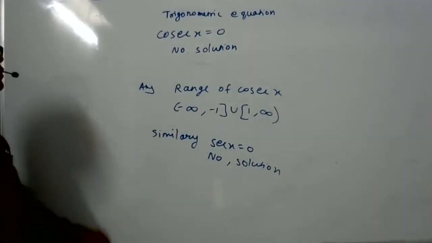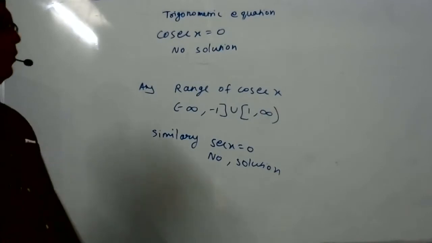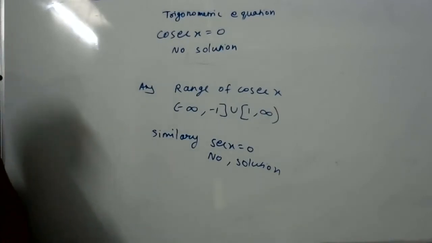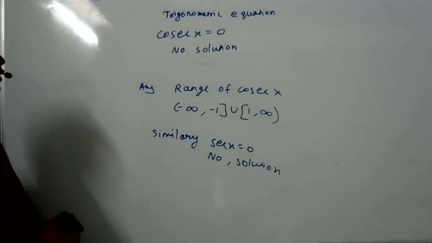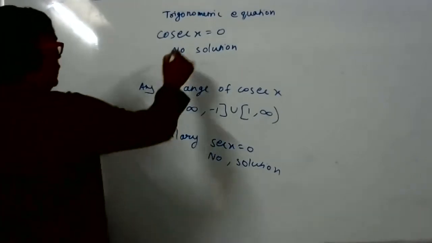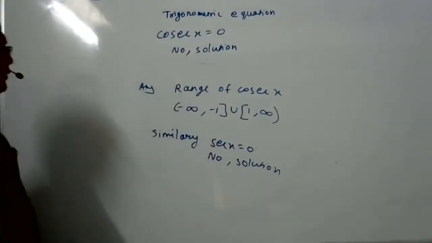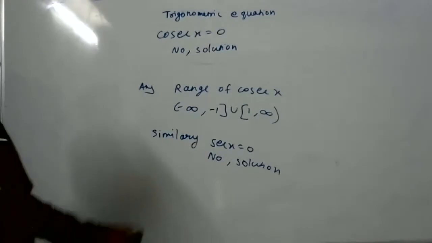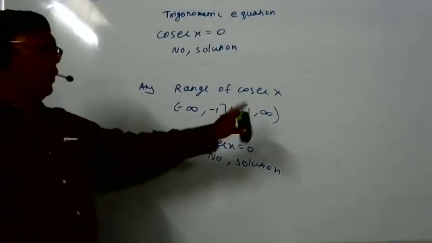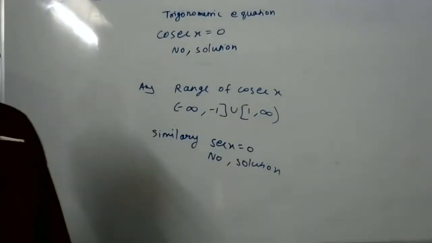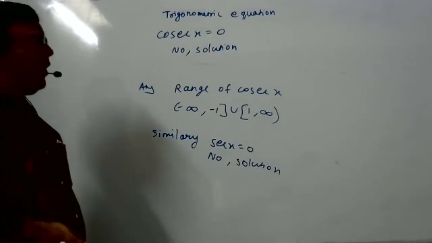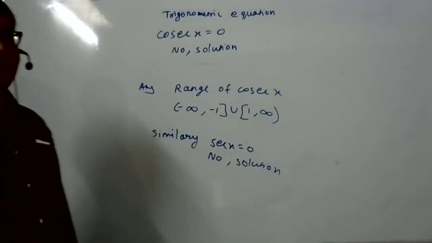Now I will teach you the second type of formula, which are important. Shall I erase the board? One minute. For this also, same reason. Range, answer, y value: minus infinity to minus 1, 1 to infinity. Cosecant x will never take a value between minus 1 and 1, so it never becomes 0.